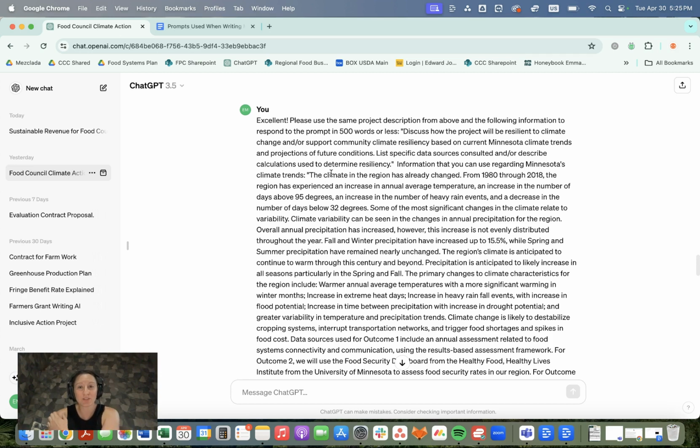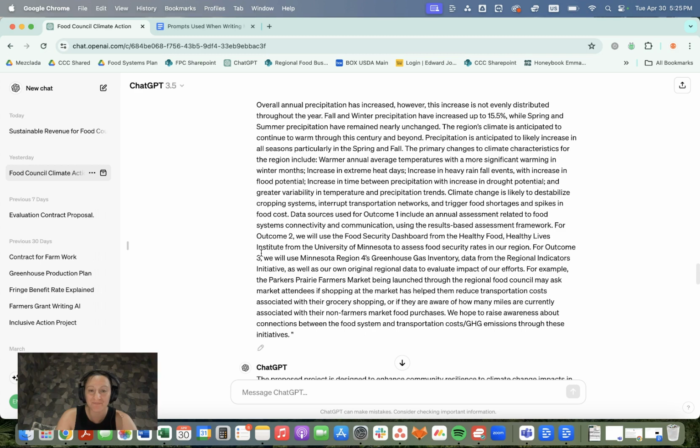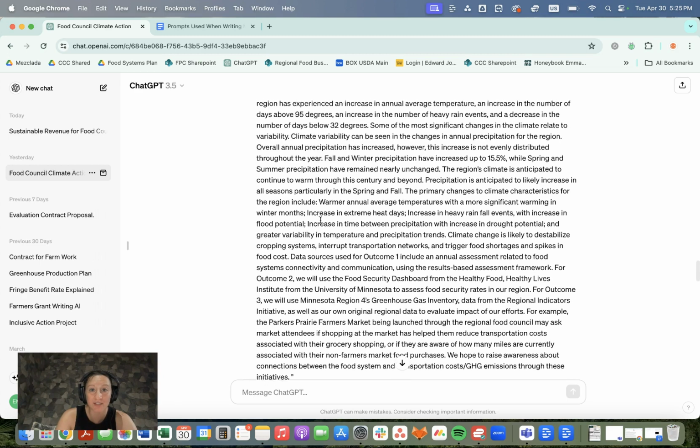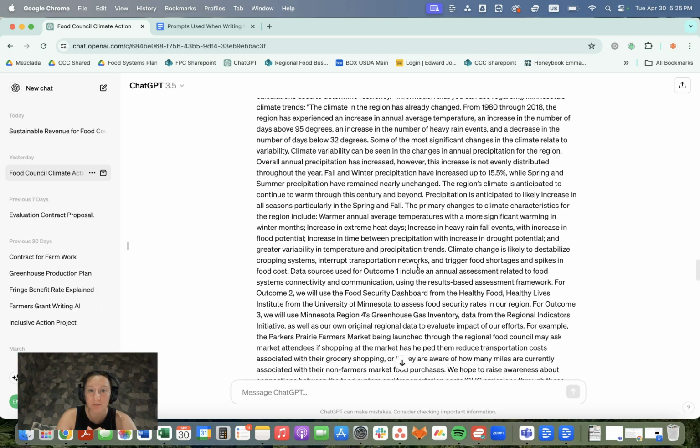What I did was I got this information from the Climate Action Plan, which had been written. And so what I was looking at is helping make the connection clear between what's happening with climate and what is happening within our food system, and how by investing in local food systems, you are indirectly, or honestly, directly having an effect on climate resiliency. So there was a lot of content in here that talks about the trends that are happening within Minnesota's climate.